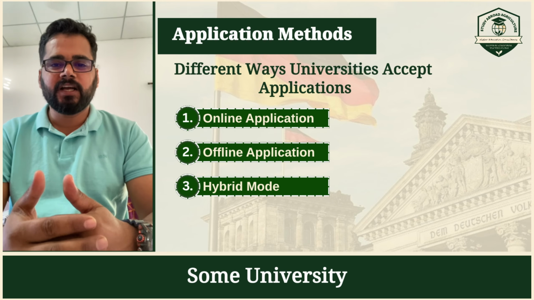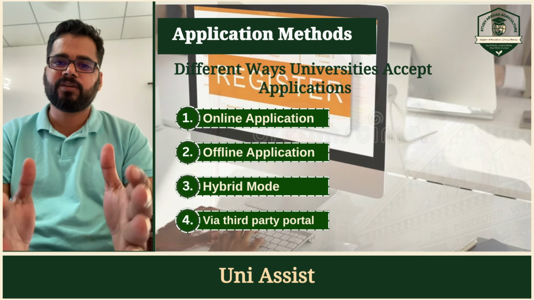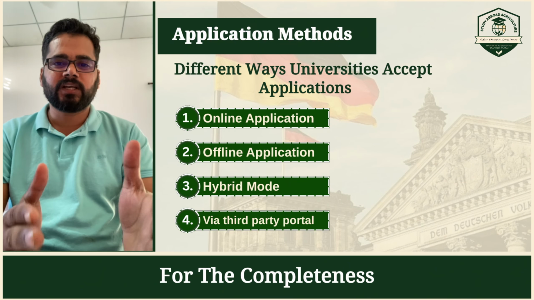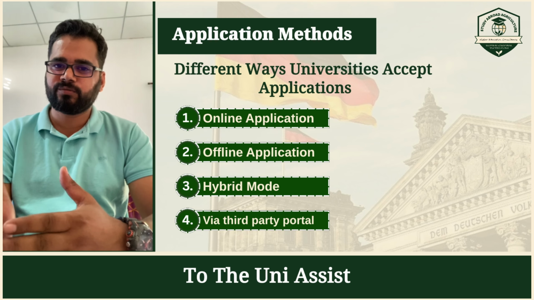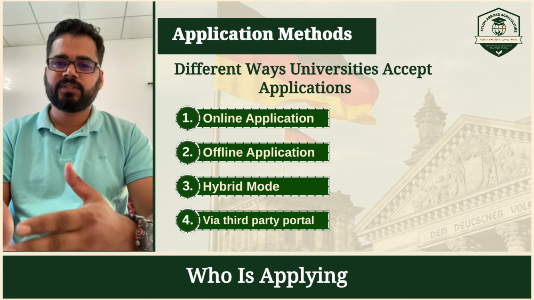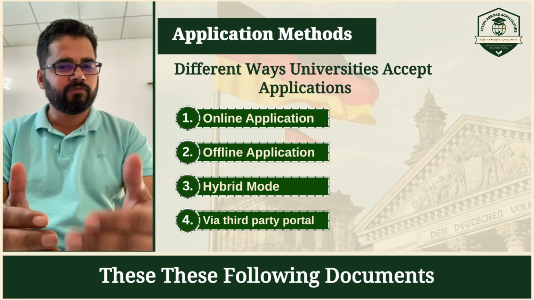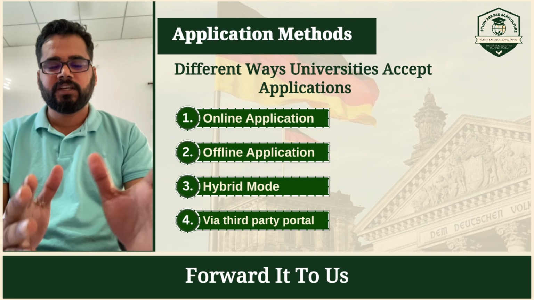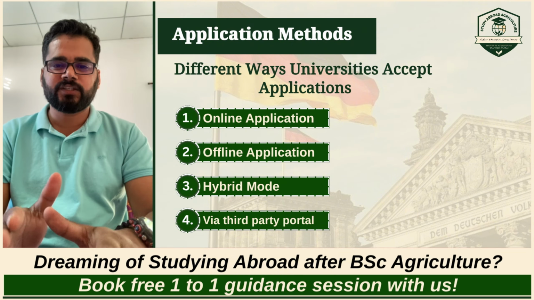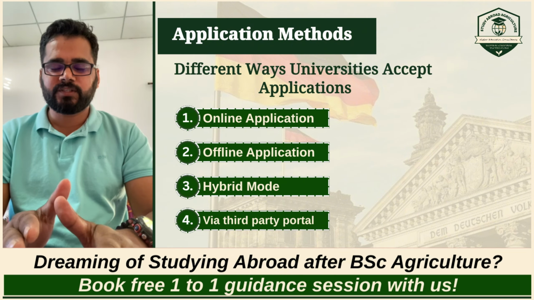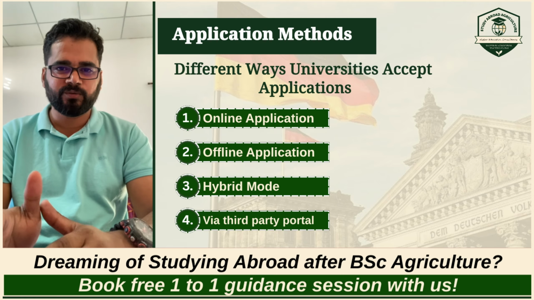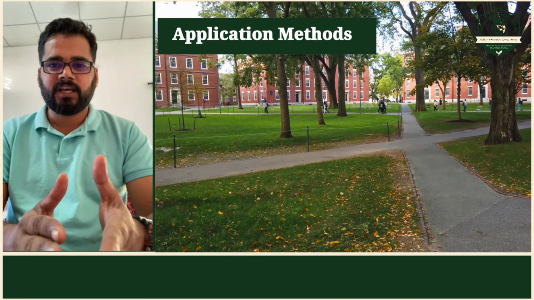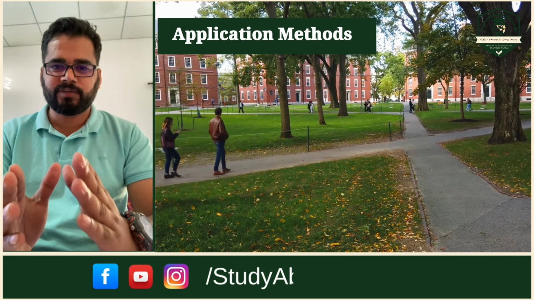And some universities also take the application through a third party like UniAssist. UniAssist will only be checking your application for completeness. The university has given instructions to UniAssist that each and every student who is applying must provide the following documents, and you collect these documents from the student and just forward them to us. So UniAssist will not be reviewing your application for eligibility, suitability, and selection possibility. They will just be collecting the documents from you and forwarding them to the university. So these are the different methods. And now the next point is university application.